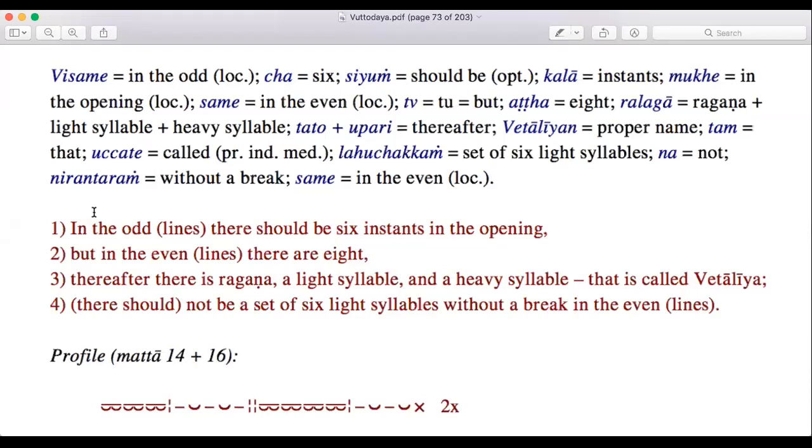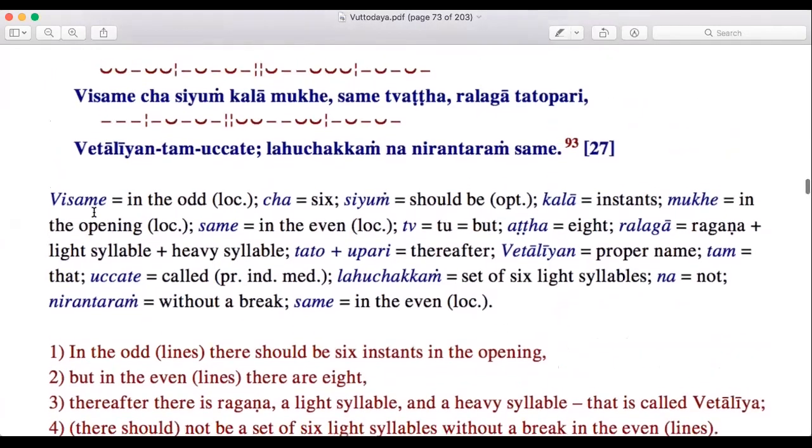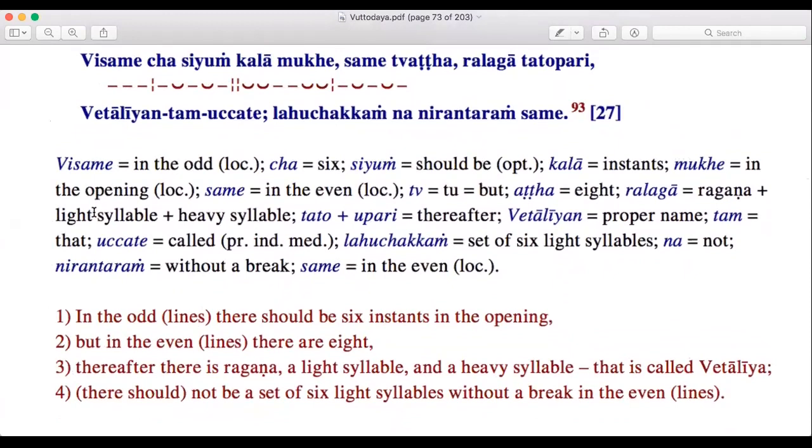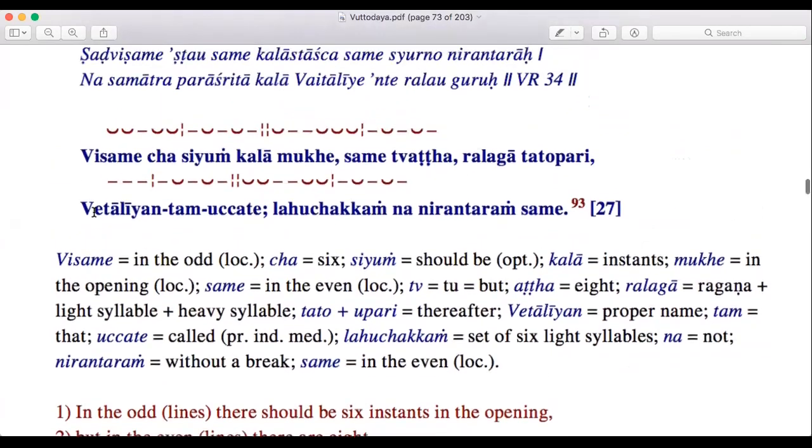I mean, different but not difficult. So what are those characteristics? Let's go and see in the verse.